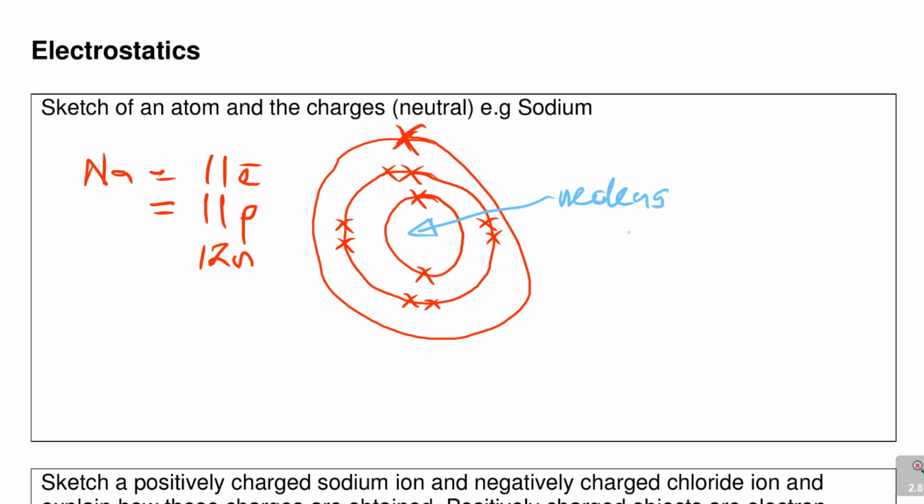And in this nucleus, that's where you find the protons. Now the protons are positive. The reason why sodium is neutral is that it has 11 electrons which are negative, and it has 11 protons which are positive. So if you say negative 11 and positive 11, you get 0, which means there is no extra charge. So this is what we expect.